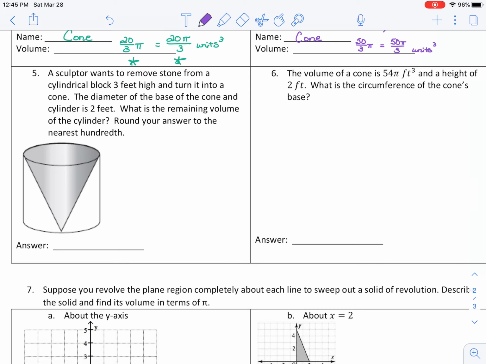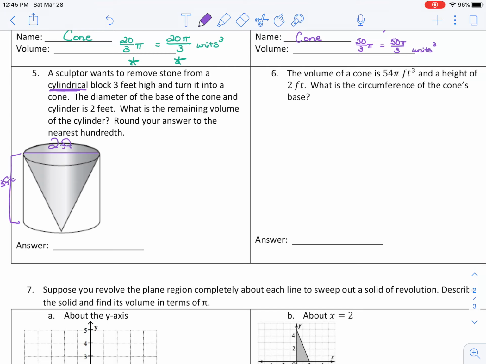A couple more. A sculptor wants to remove stone from a cylindrical block. So we have a cylinder. It is 3 feet high. So this cylinder starts out 3 feet high, and turn it into a cone. So the goal is to get a cone. The diameter of the base of the cone and the cylinder, because they're the same, is 2 feet. So this entire length is 2 feet.